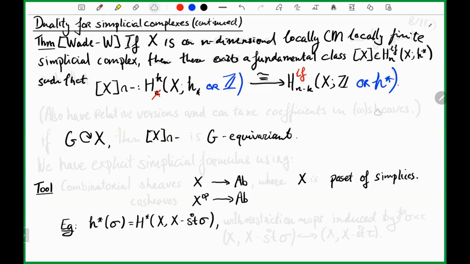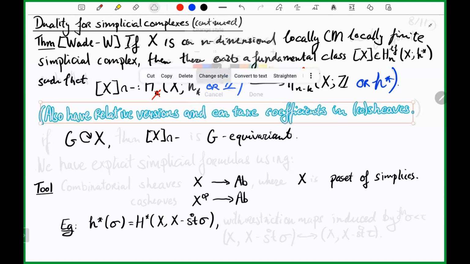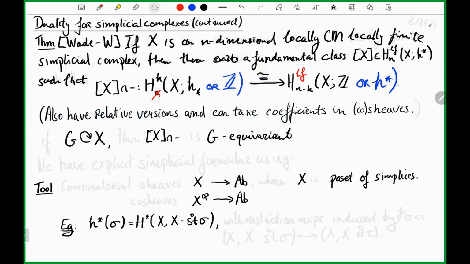The thing I decided not to write down for this talk is that you can also prove relative versions of this, relative to subcomplexes, and you can even take coefficients in arbitrary cosheaves. You then need to tweak a bit what you mean by the local cohomology: you need to take local cohomology with coefficients in the cosheaf. But if you're interested there. Okay. Any questions about this?